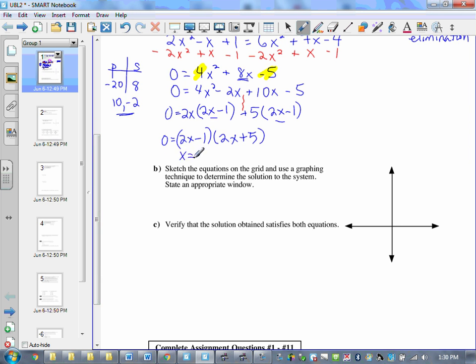Brody, what does x equal? What does x need to equal to make this 0?